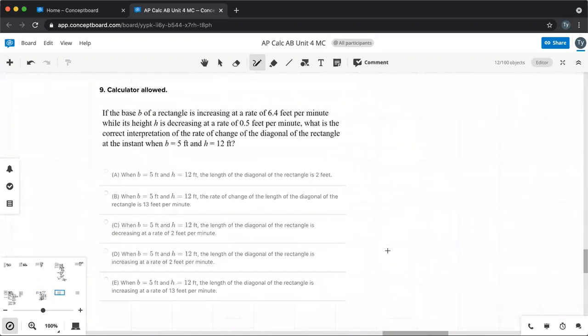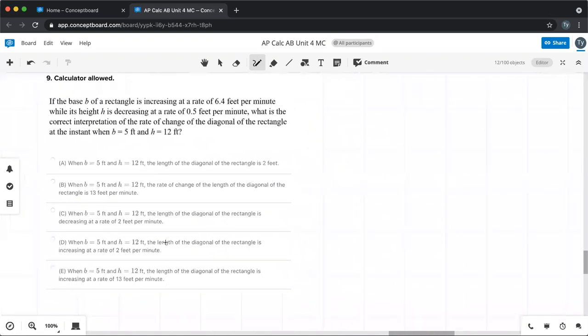Okay. Related rates time. If base B of a rectangle is increasing at a rate of 6.4 feet per minute, while its height is decreasing at a rate of 0.5 feet per minute, what is the correct interpretation of the rate of change of the diagonal of the rectangle at the instant when B equals 5 feet and H equals 12 feet? That's a long sentence. Let's break it down.